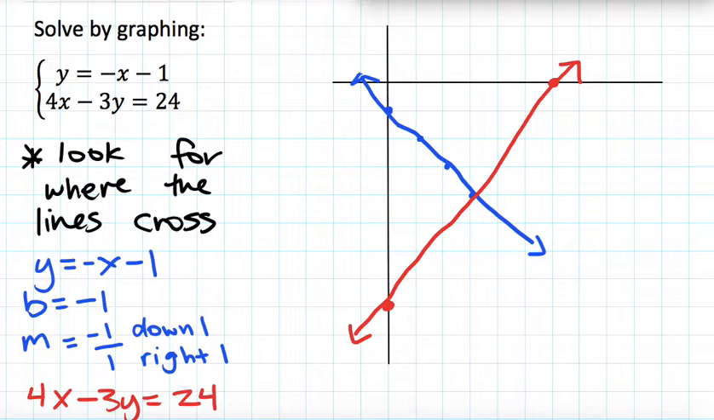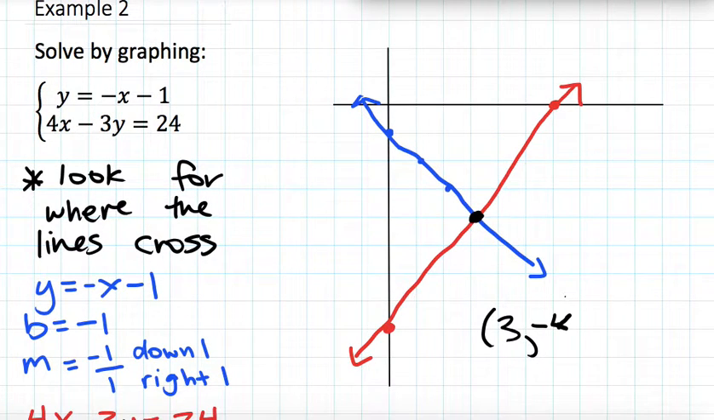And then what I'm looking for is the point where the two lines cross. So looking at these two lines, now I need to do some counting here. The x-coordinate of this point, this is the point right here where they cross, the x-coordinate looks like it's 3, and the y-coordinate looks like negative 4. So the coordinates of this point are going to be (3, -4). So that's my answer.